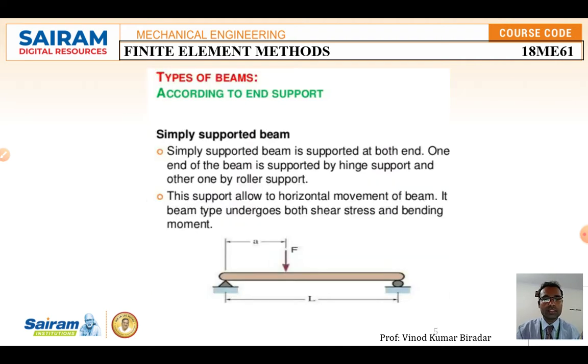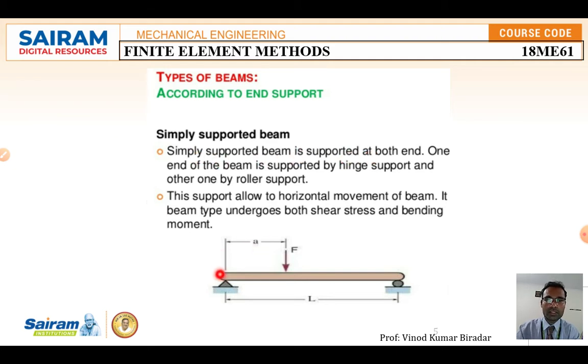So what are the different types of beams you are going to use in FEM or in the present chapter? According to the type of end support, depending upon the support, we are going to classify the beams. First, the simply supported beam. Look here, one end is fixed and here a roller is there. Such a component we are going to call a simply supported beam, which is supported at both ends.